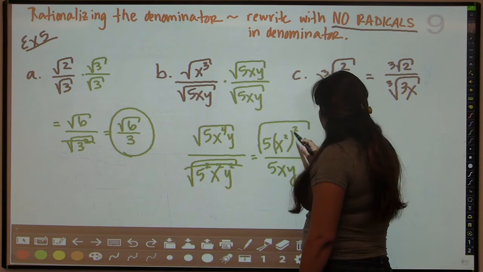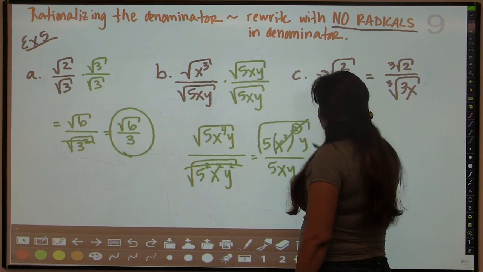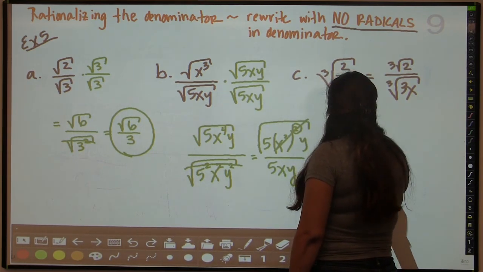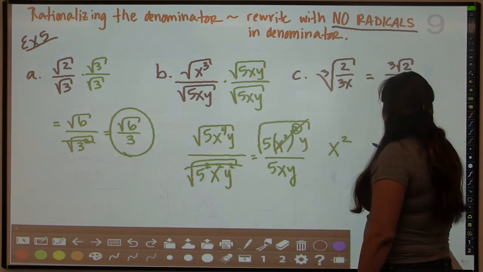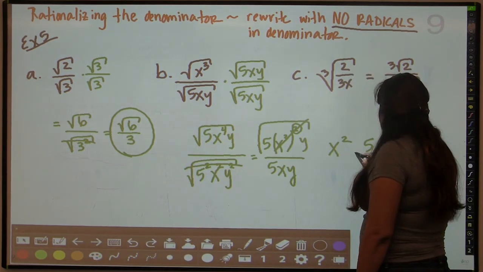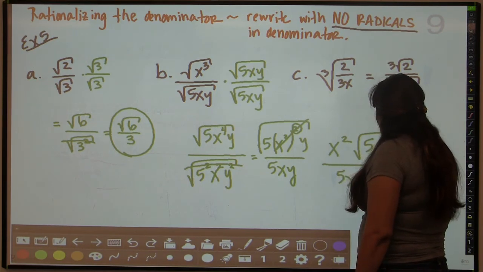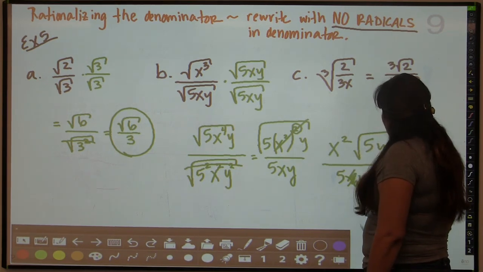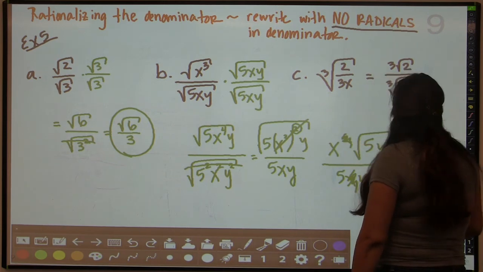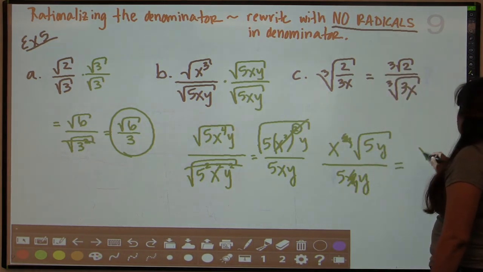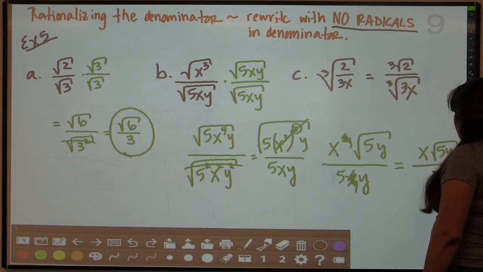And again, because it has an exponent of 2, it will come out as an x squared, but the 5 and the y will stay in the square root. And then you have 5xy in the bottom from before. And this x will cancel with one of these. And your final answer is x root 5y over 5y.